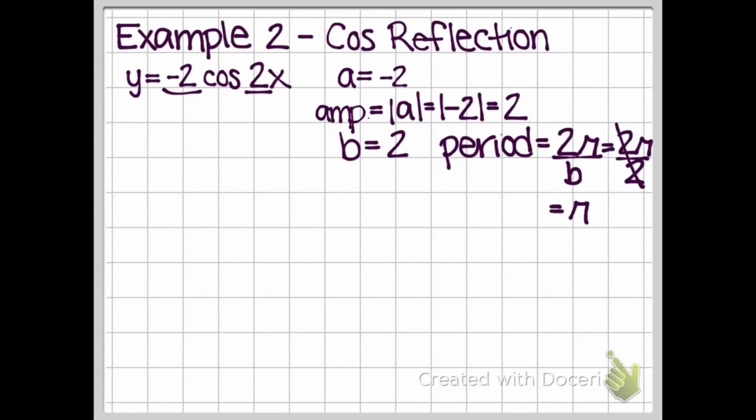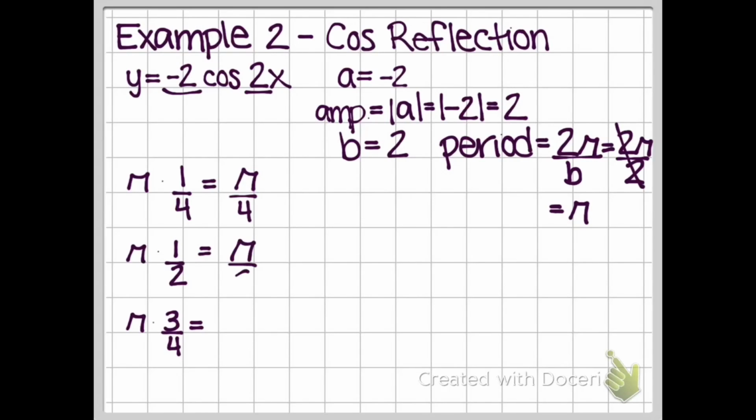Now to find the other points on the graph, you do the period times 1/4, the period, which is pi, times 1/2, and the period times 3/4. The first one would be equal to just pi over 4, and then pi over 2, then 3 pi over 4. And the last point would be just the period, which is just pi.